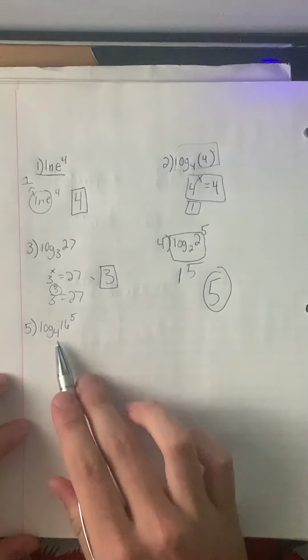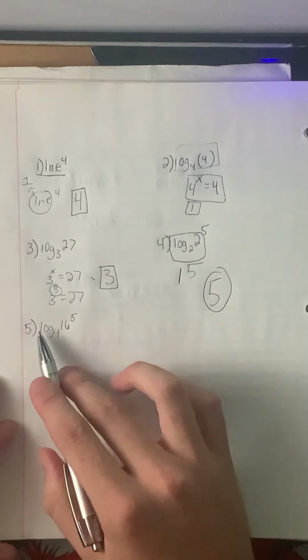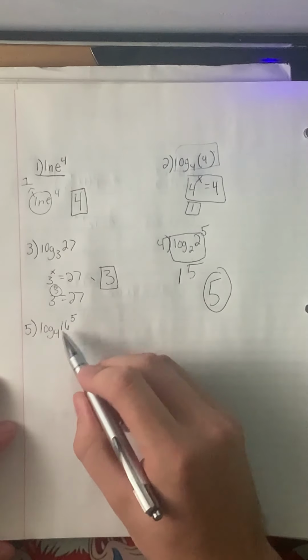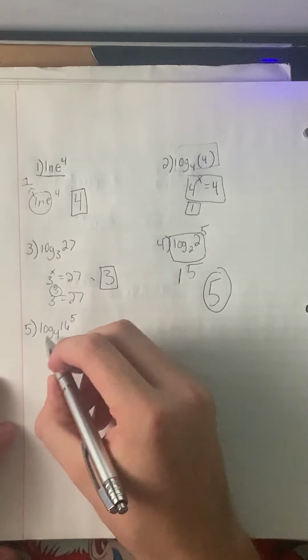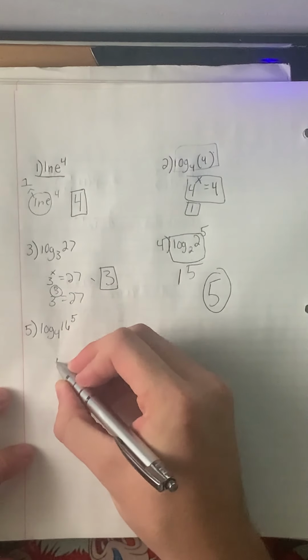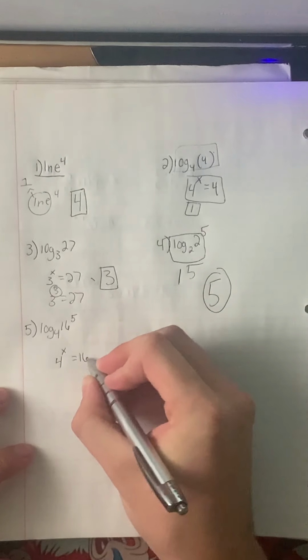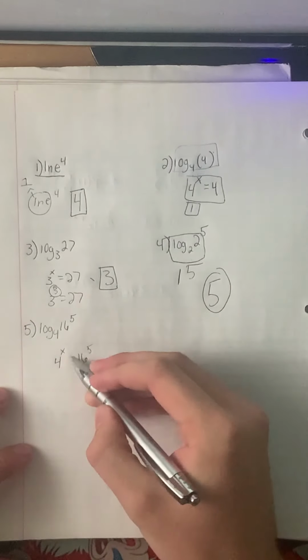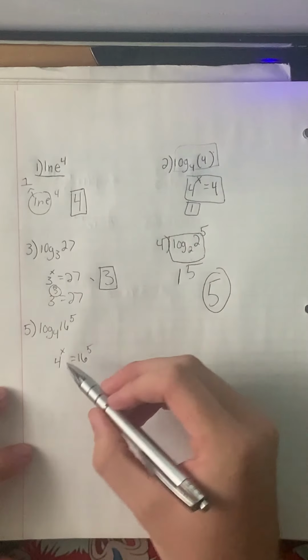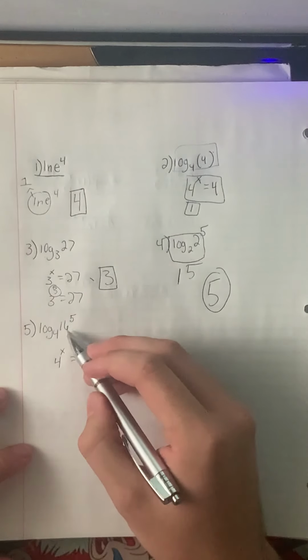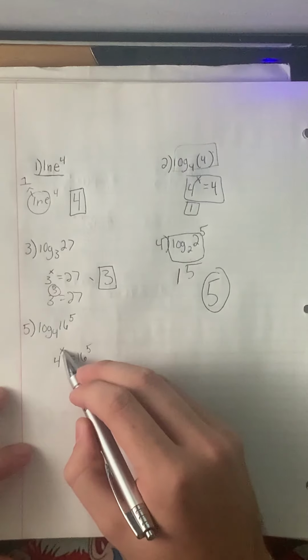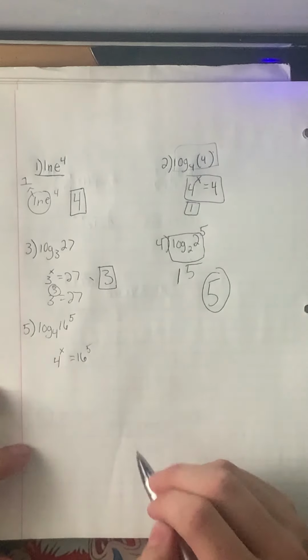Okay, now for this one, it's kind of the same idea. We know that 4 squared equals 16, but I like to make it simpler for myself by making it 4 to the x equals 16 to the 5th. Because these are saying the same thing, once again, same as all these others. This is saying 4 to what power equals 16 to the 5th.